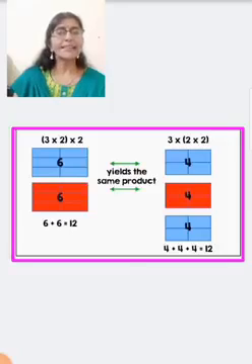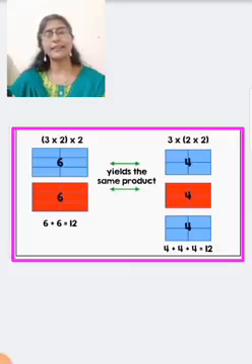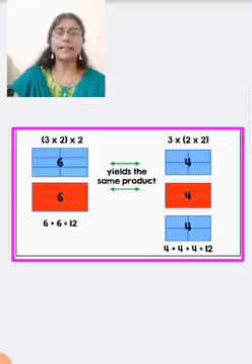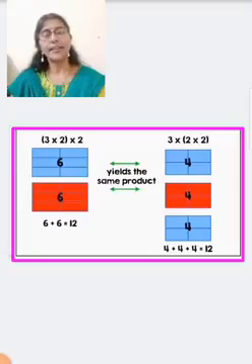So are we getting same product? Yes, we are getting the same product. This side also you can see, on the left hand side also we have got 12. Here also we have got 12. So this is the same product.